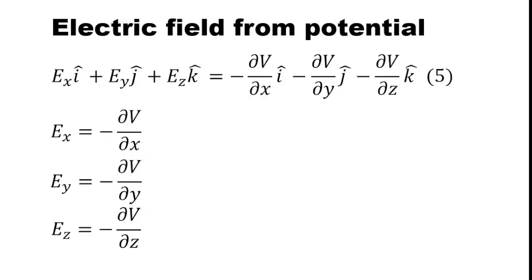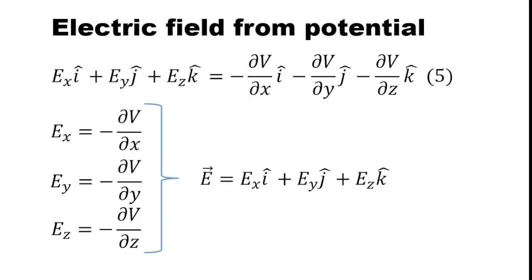Ex, Ey, Ez are the components of electric field, but we are interested to find the electric field vector. Therefore, we will put the values of these components in the expression of vector field to get the electric field. So this was our aim, that is how we calculate electric field for a given potential function. Now we apply it for a given potential function.